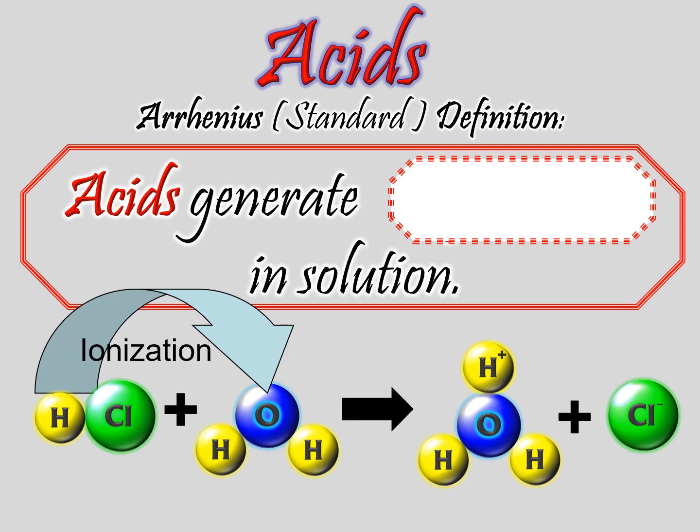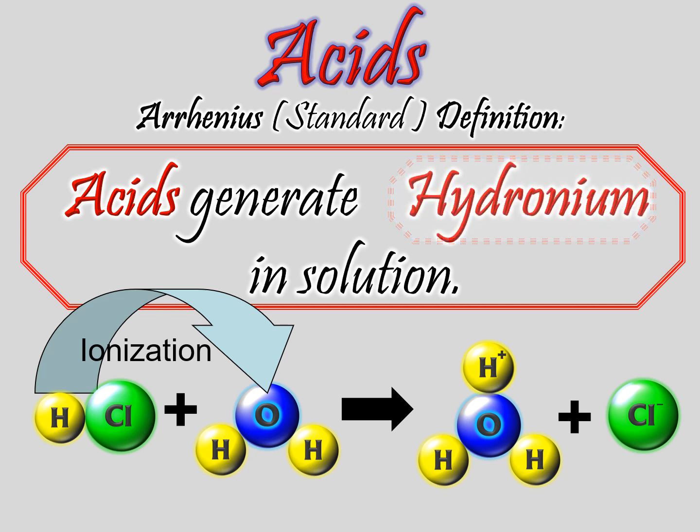This leads us to our first definition of acids. It turns out we need more than one, but this is the most generally accepted one. This is the number one default standard definition. It's called the Arrhenius definition because he was the chemist that came up with it. The Arrhenius definition of an acid is that acids generate hydronium in solution.